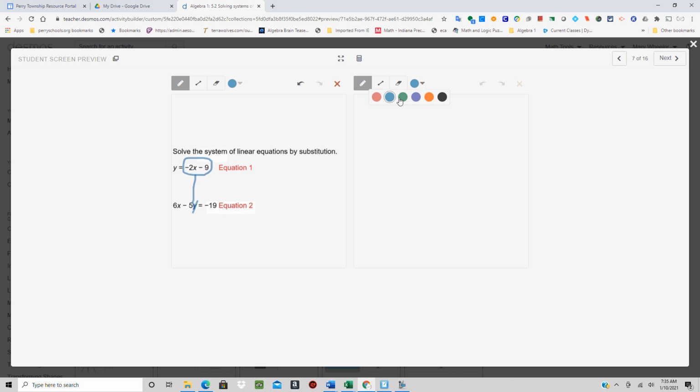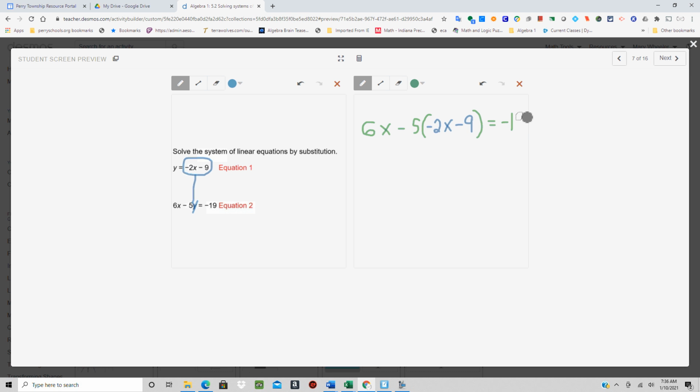And what's going to happen is I rewrite that bottom equation. I'm still going to have 6x minus 5. Now instead of that y, it's going to be what I plugged in, -2x minus 9. I'm going to actually do that in another color. Got my negative. Let's try that a little bit neater. I'm having trouble with the mouse today. Sometimes it helps to try and write a little bit larger. So I've got the 6x minus 5y instead of y, -2x minus 9. And then I can go ahead and put the equals, -19.